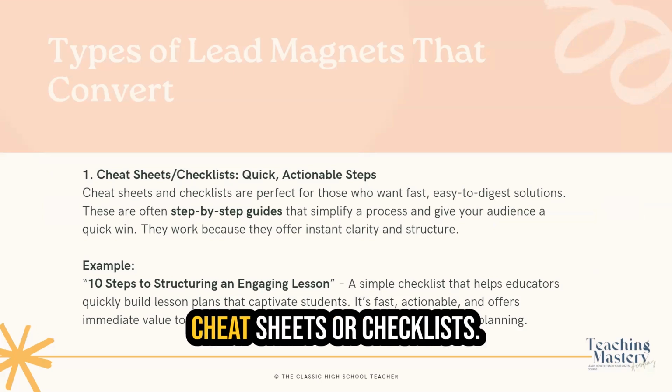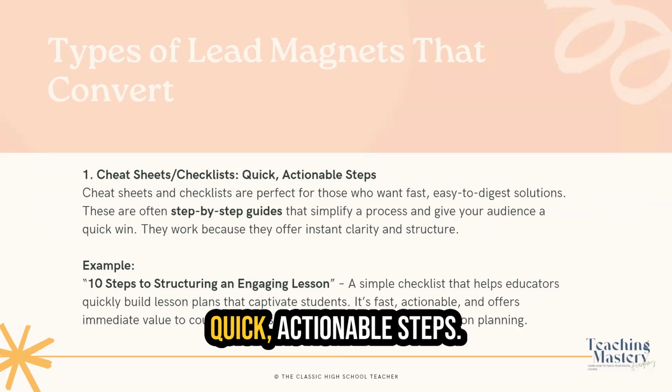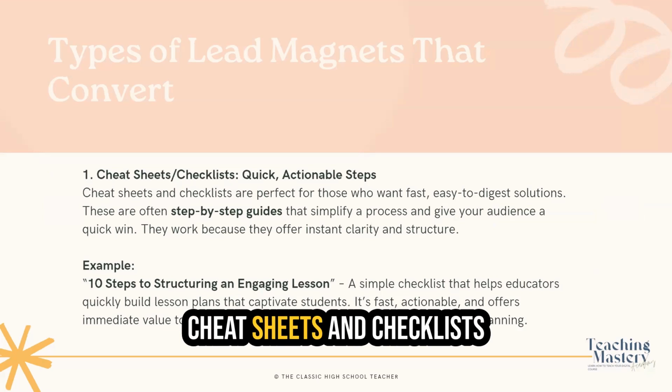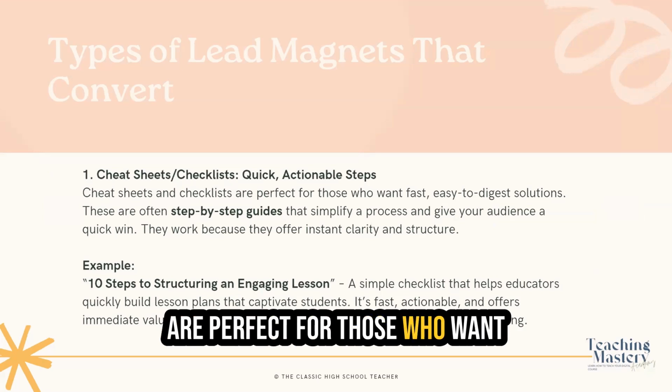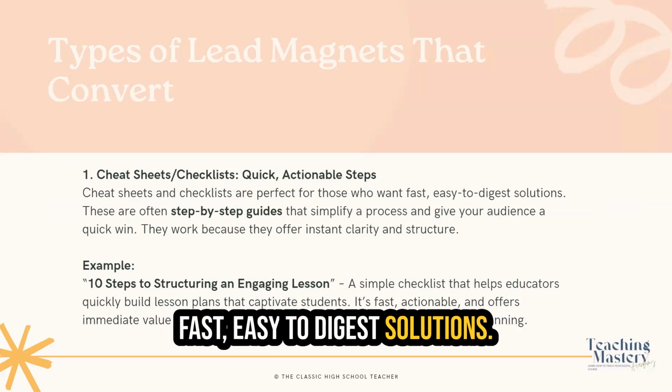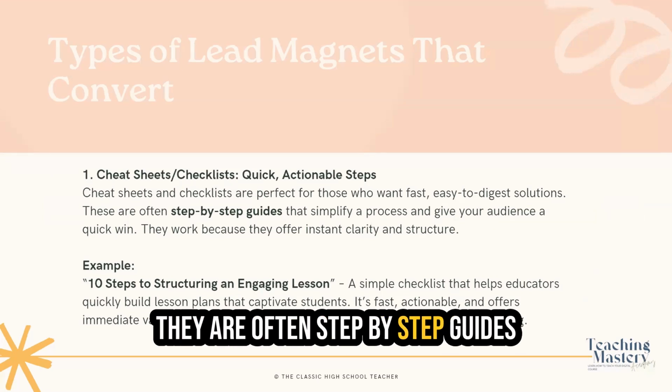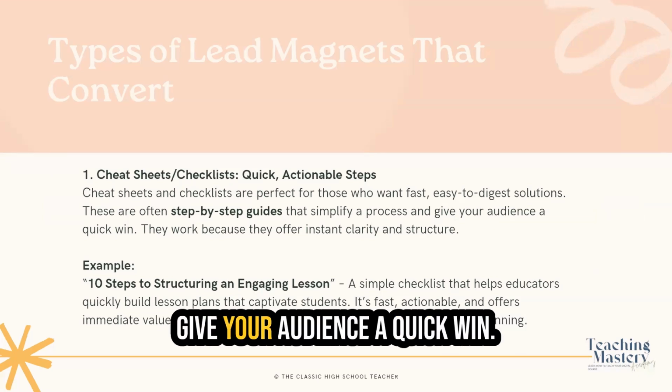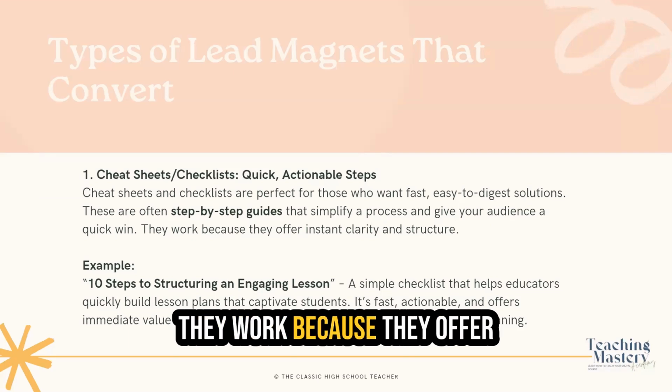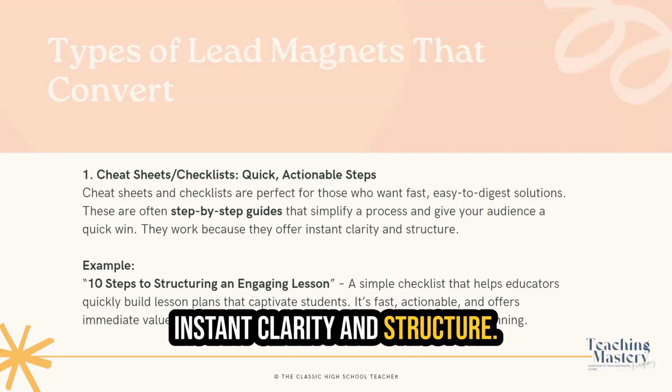Number 1, cheat sheets or checklists. Quick, actionable steps. Cheat sheets and checklists are perfect for those who want fast, easy to digest solutions. They are often step-by-step guides that simplify a process and give your audience a quick win. They work because they offer instant clarity and structure.